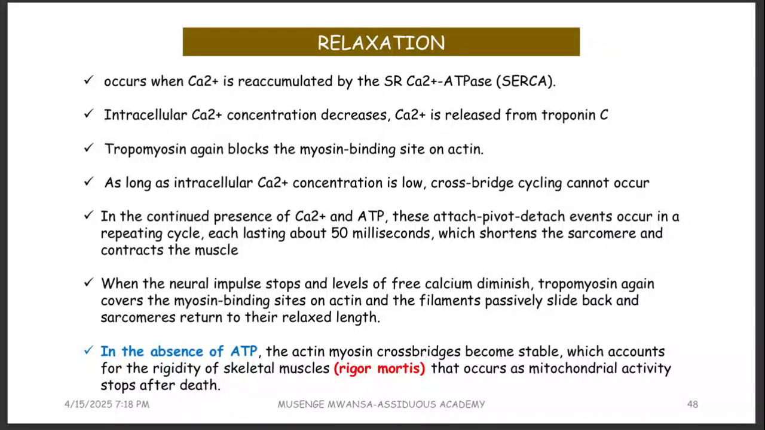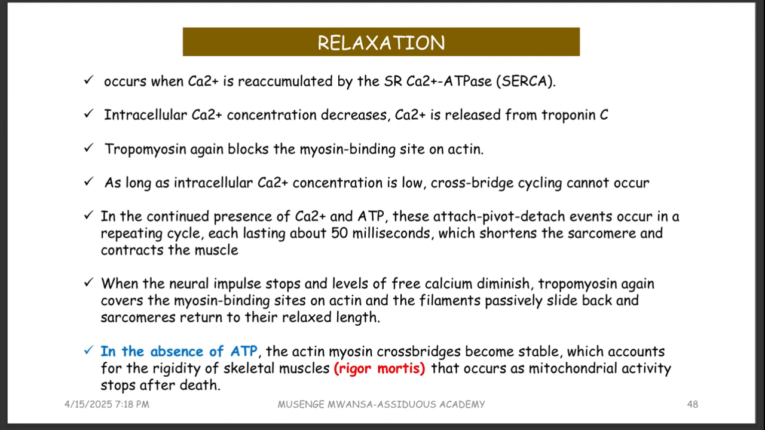And for relaxation of skeletal muscle to happen, you still need calcium. For skeletal muscle, the calcium is only taken back into the sarcoplasmic reticulum, and that's when relaxation is going to happen. So calcium will move from the ICF back into the sarcoplasmic reticulum. It will be released from troponin C, and then tropomyosin will go back and attach on the myosin binding site on the actin. And as long as intracellular calcium concentration is low, the cross bridges cannot be formed.